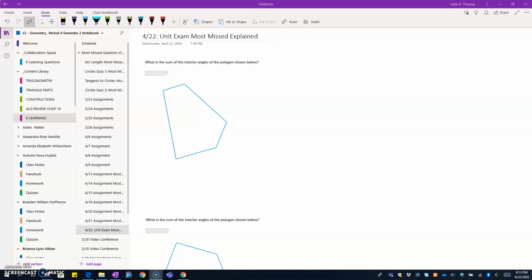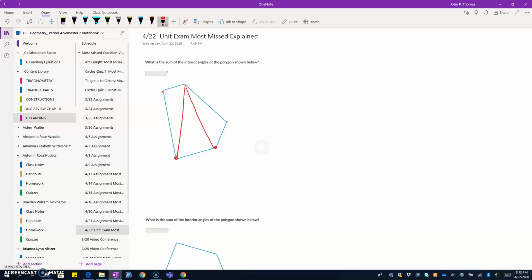Okay, so these are the most missed questions from the unit test that you guys just took. This first one asks for the sum of the interior angles of the polygon shown. Easiest way to think of this one is actually to subdivide it into triangles by starting at one vertex and then extending out segments out to each of the opposite vertices.